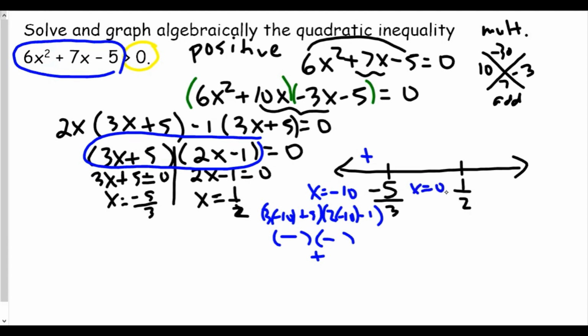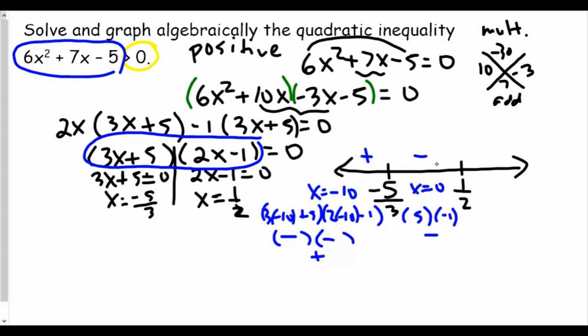Now let's pick a number between -5/3 and +1/2, or just a nice number, 0. I like picking number 0. It's so easy. Because now, in this case, 3 times 0 plus 5 becomes just 5, right? And 2 times 0 minus 1 is just minus 1. And that's a negative number. So that means in this case, we get a negative result. So any number we pick for x between -5/3 and 1/2 will give us a negative result for this expression of 6x squared plus 7x minus 5.